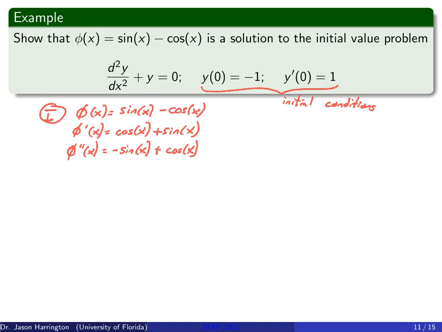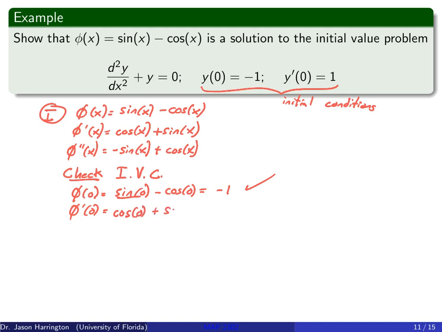All right, so the first thing I'll do is check the initial value conditions. And that's typically what I write. So phi of 0 is equal to sine of 0 minus cosine of 0. So that's just 0, and that's negative 1. Okay, so that works. And then I check the first derivative, and that's going to be equal to cosine of 0 plus sine of 0, which also equals 1. So that works.